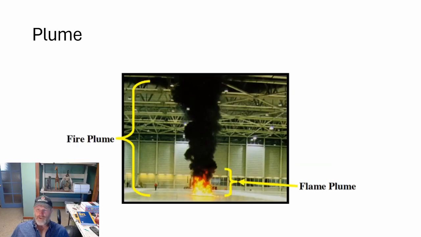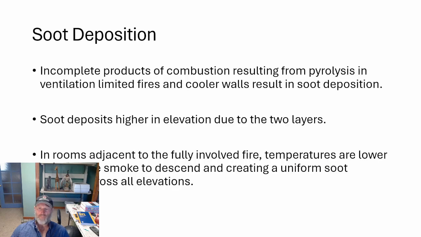So here's a definition of plume. You see the flame plume and the fire plume. You see how dark that sooty smoke is. It should be obvious that sooty smoke will deposit on the walls, and it does that because of a temperature differential. When the walls are cool, the smoke effectively condenses on the wall surfaces. But if the fire's hot enough, it heats the walls up to a sufficient temperature that condensation can't occur.